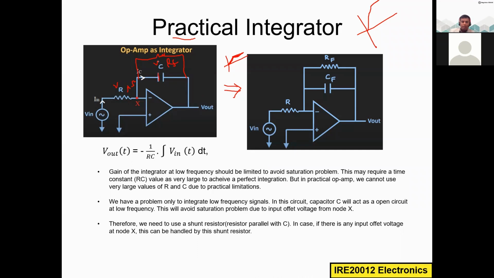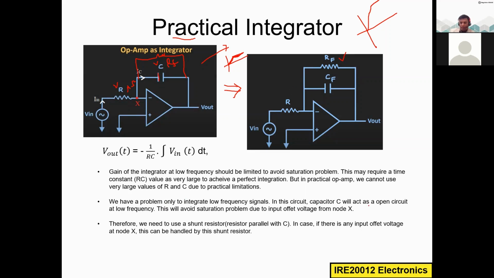The alternate solution is just adding a resistor in parallel to this capacitor. This is called a shunt resistor. We have a problem only when integrating low frequency signals. This is mainly because of the low frequencies. But we want our circuit to work with either low frequency or high frequency, it's not a matter. So we are adding some extra components to work with any frequencies.